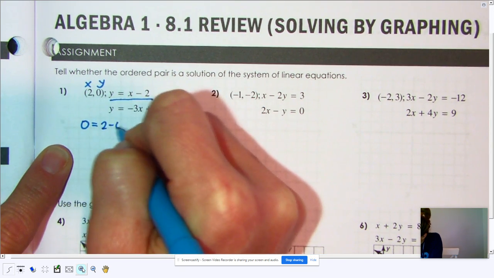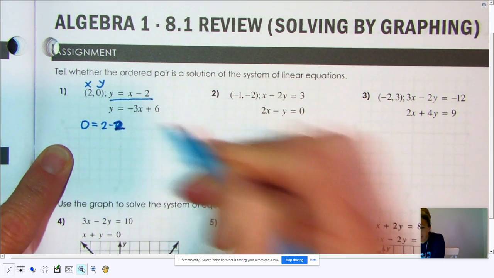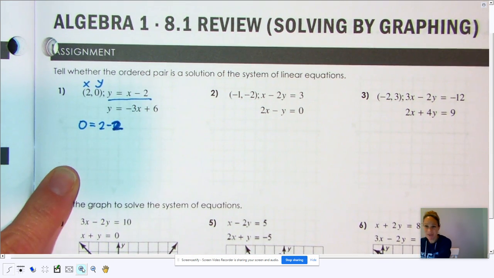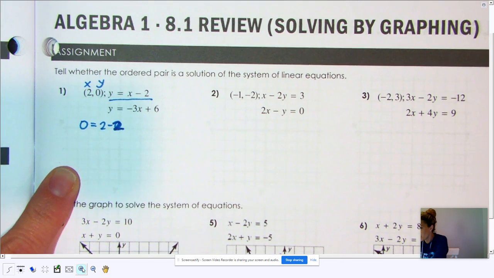So I'm going to write 2 minus, oops, sorry, I'm like a step ahead in my brain. And my brain's going a lot faster than my mouth and my hand.